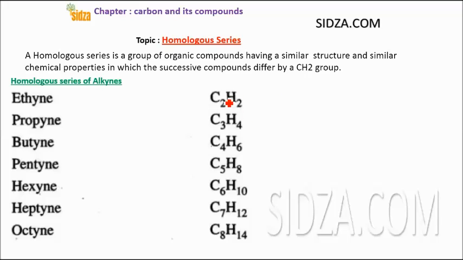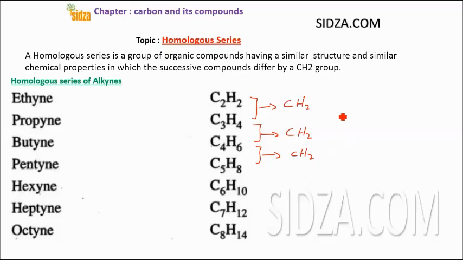And these members also, what we find here, is a difference of one carbon and two hydrogen atoms, right? C2, C3, okay, there's a difference of one carbon and two hydrogen atoms. And C3 and C4, they again differ by one carbon and two hydrogen atoms. So again, a difference of one carbon.